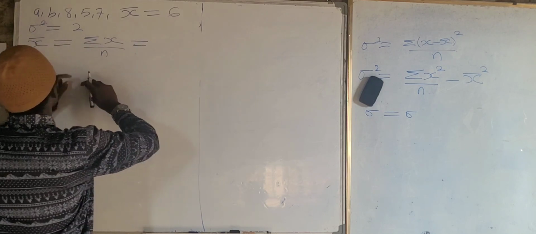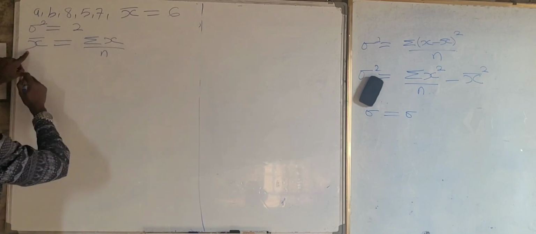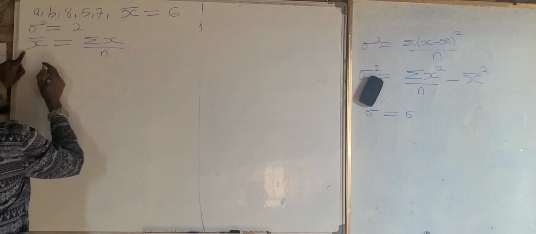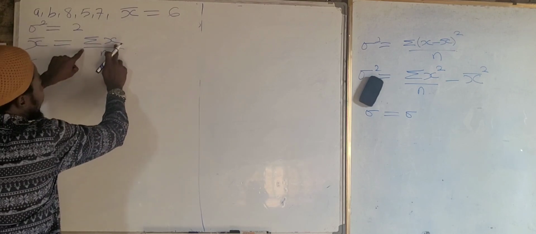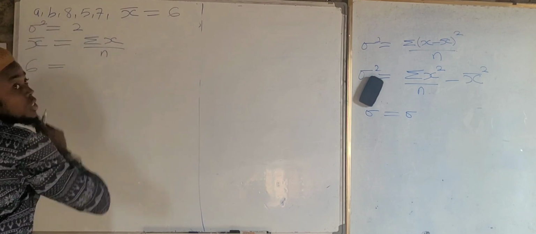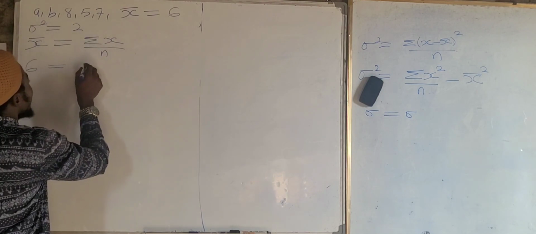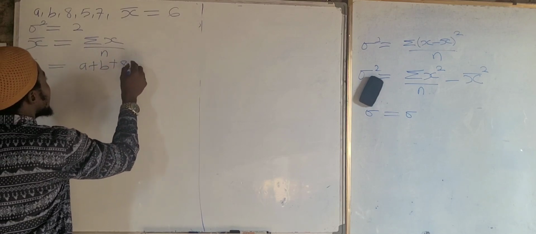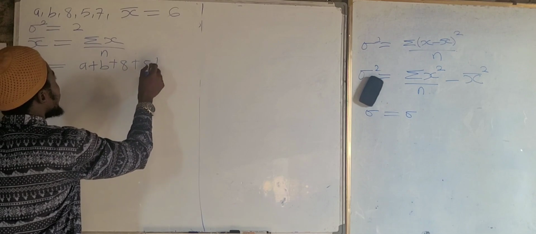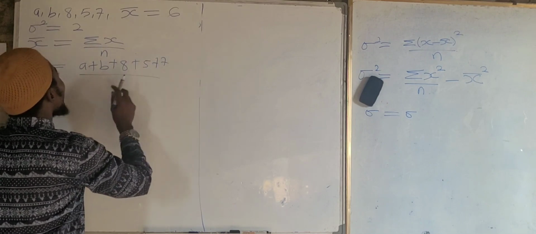Equal to, let me just use the mean. What's the mean here? It's 6. Now we have 6 equal to the summation of x. That means we have to add all of these values, right? Yes, sir. What are they? A plus B plus 8 plus 5 plus 7, all over n.